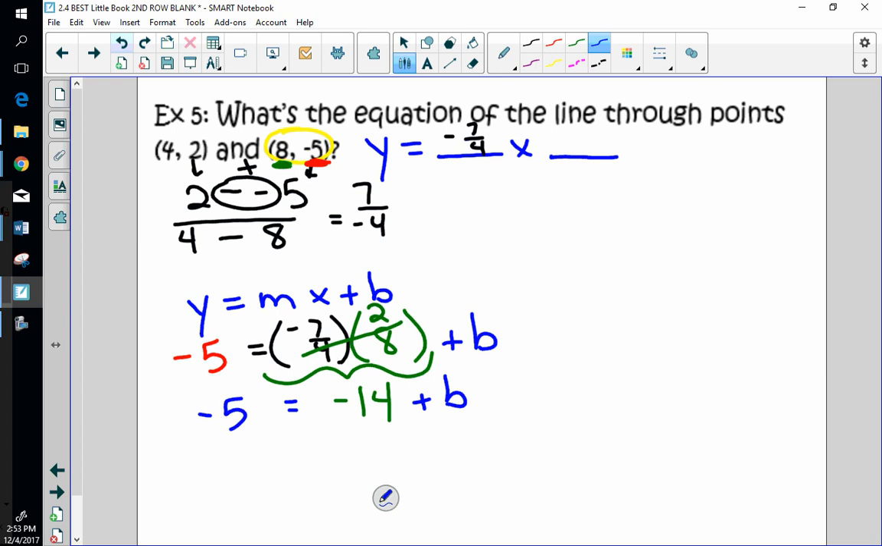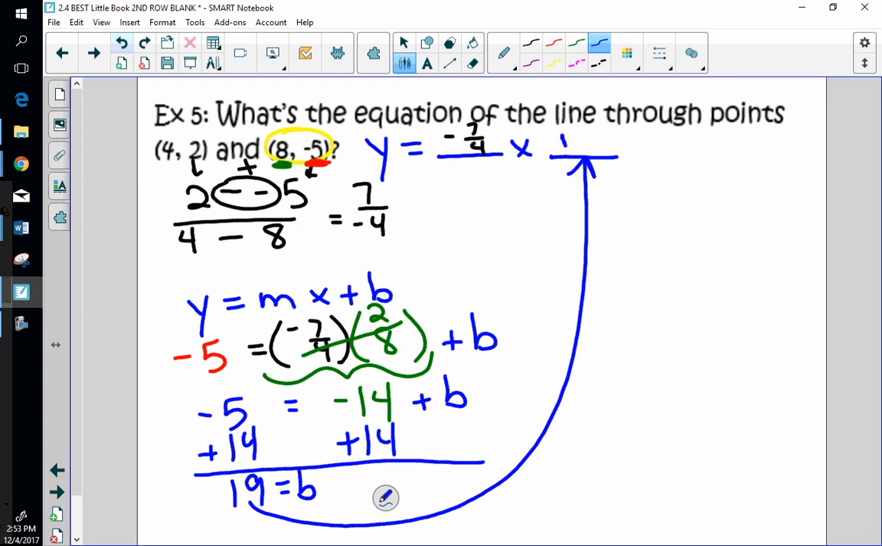And then you just solve for b. I would add 14 to both sides. That will give you 19 equals b. And that's my y-intercept, plus 19.